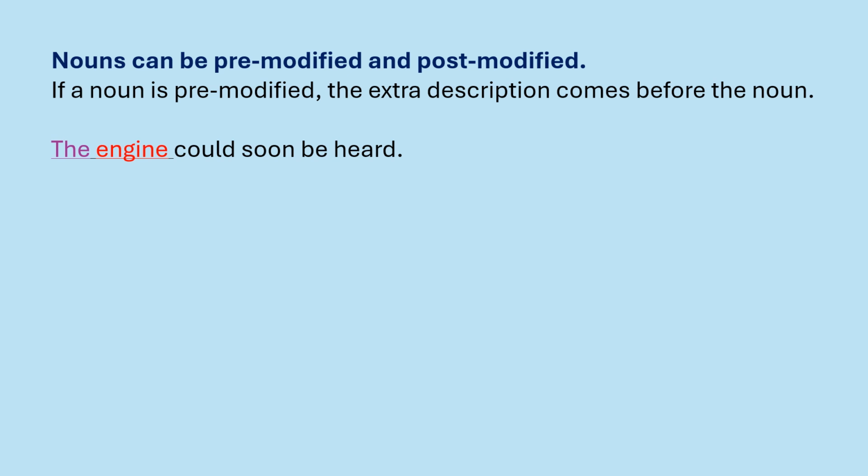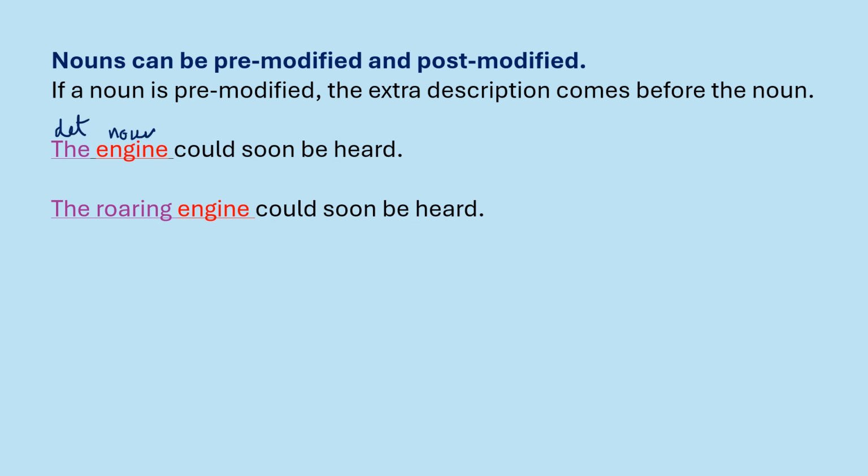If a noun is pre-modified, the extra description comes before the noun. So if I had the engine could soon be heard, I've got here a simple noun phrase. I've got a determiner and I've got the noun. In the next example, I've got the roaring engine. So I've still got my determiner, I've still got my noun, but roaring now describes that noun.